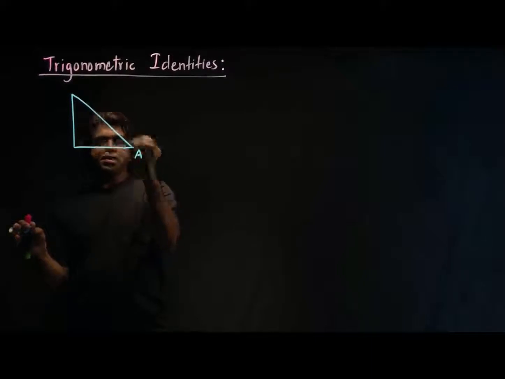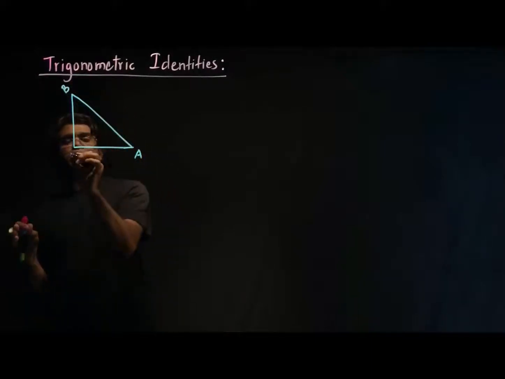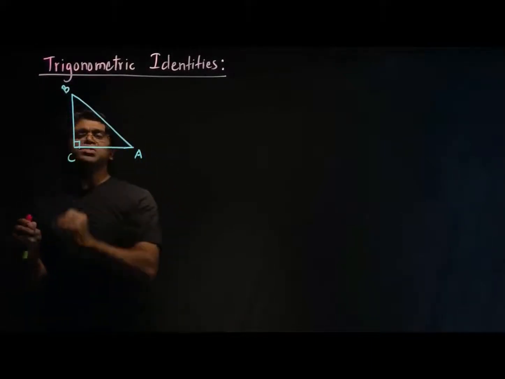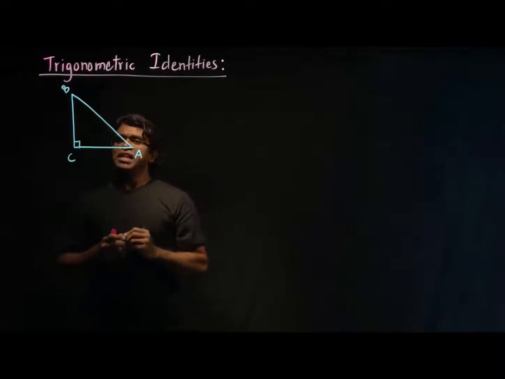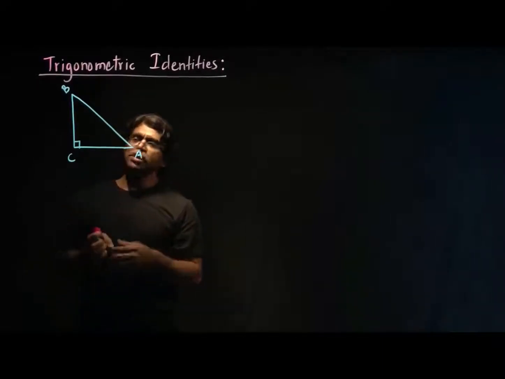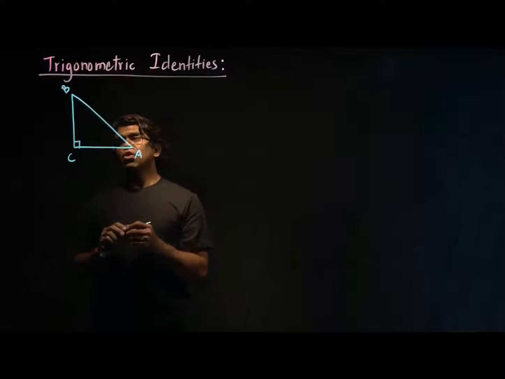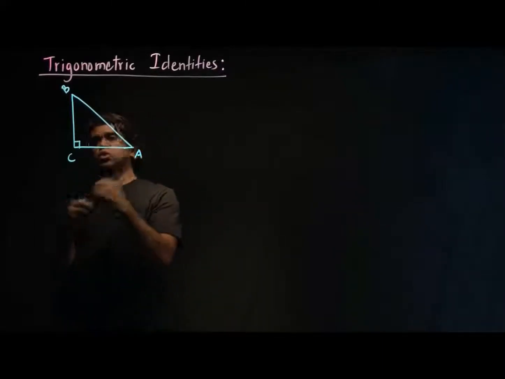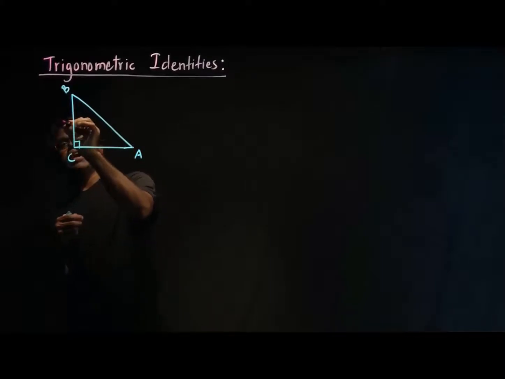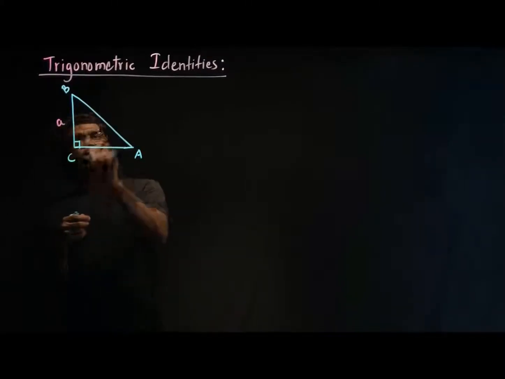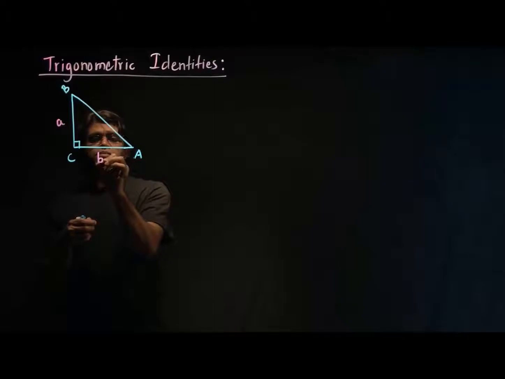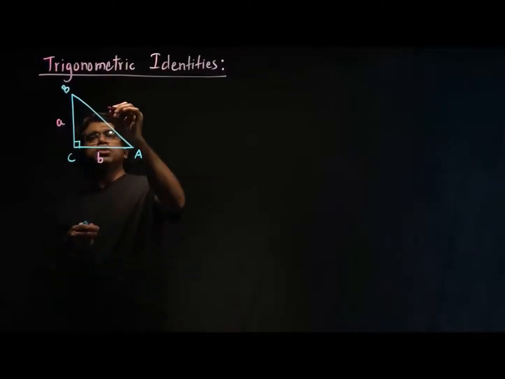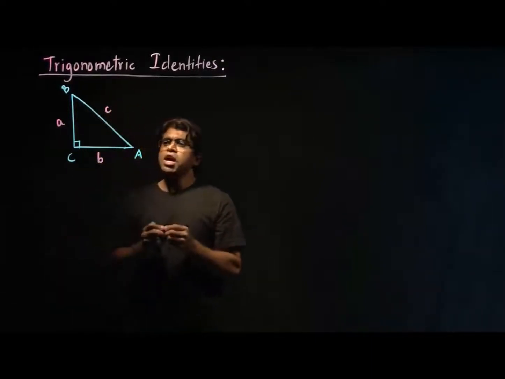A, B, C, and the triangle is right at C. I should say vertex C. So we all know that the side opposite to A is small a, the side opposite to B is small b, and the side opposite to C is small c.